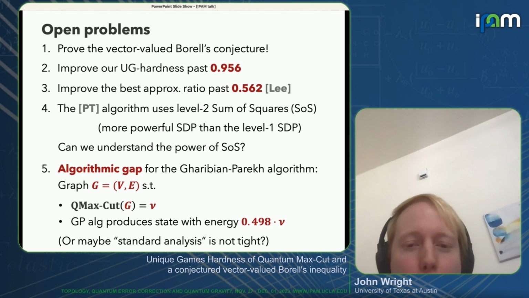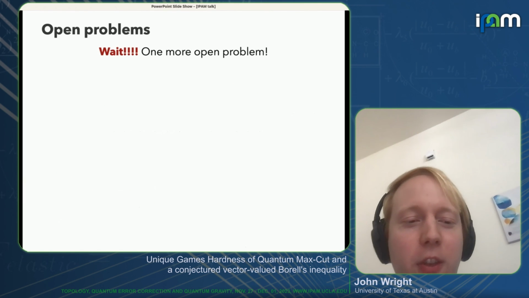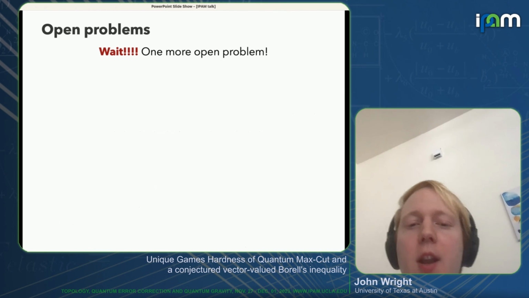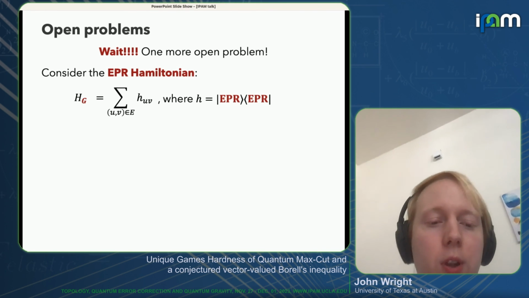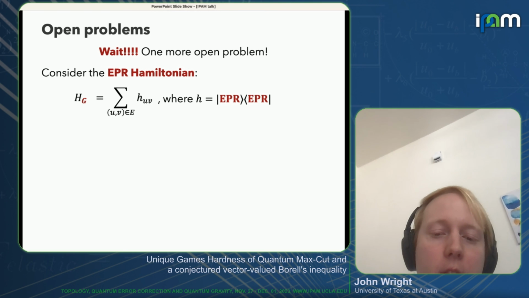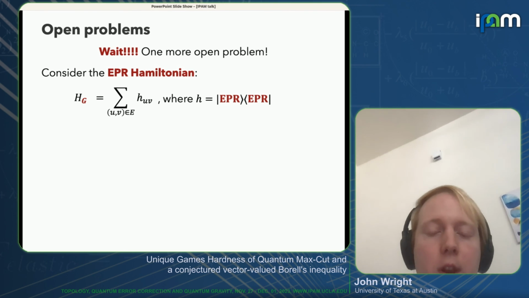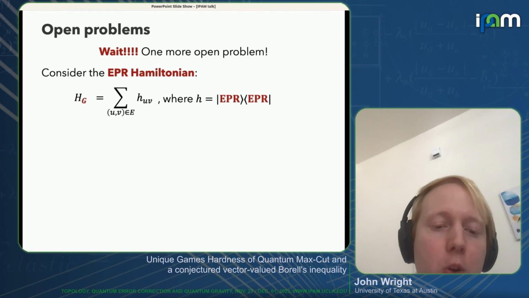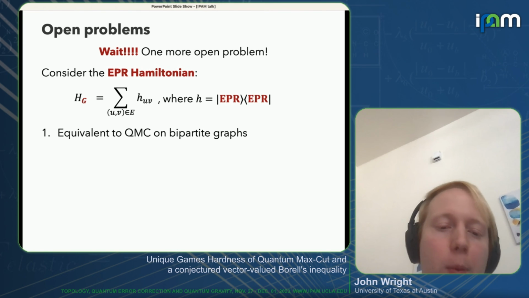Let me just say one more thing. Okay, one more open problem. I'm really sorry for taking advantage of your time, but I really like this one. What if instead of defining the quantum max cut Hamiltonian, we define the EPR Hamiltonian, H_G, where instead of every local term projecting to the singlet state, we project to the EPR state. This problem turns out to be equivalent to quantum max cut on bipartite graphs. So if you only care about bipartite graphs, you might as well just study this problem.